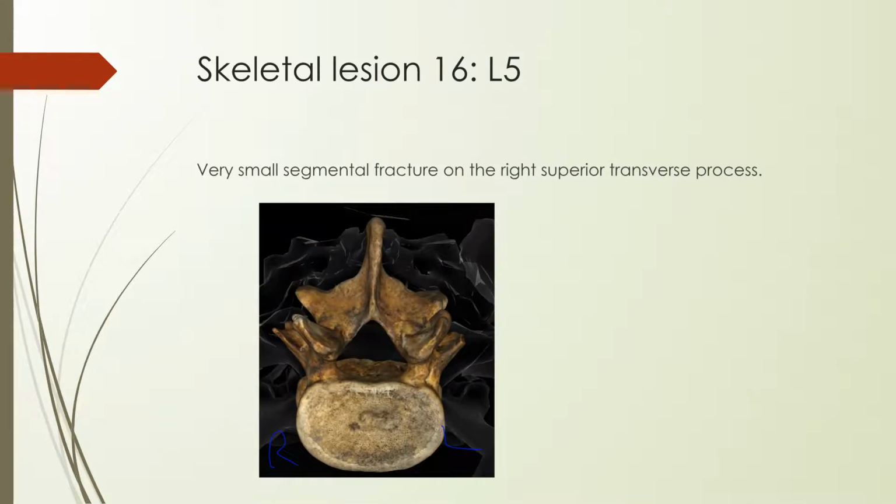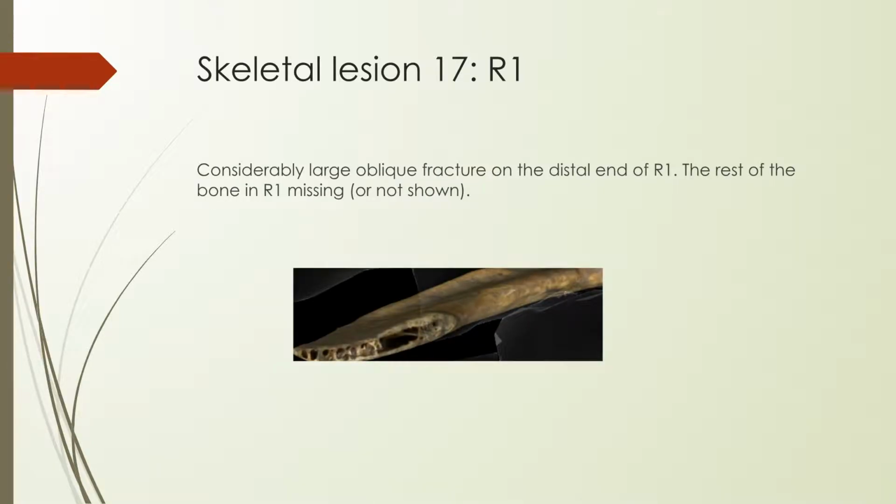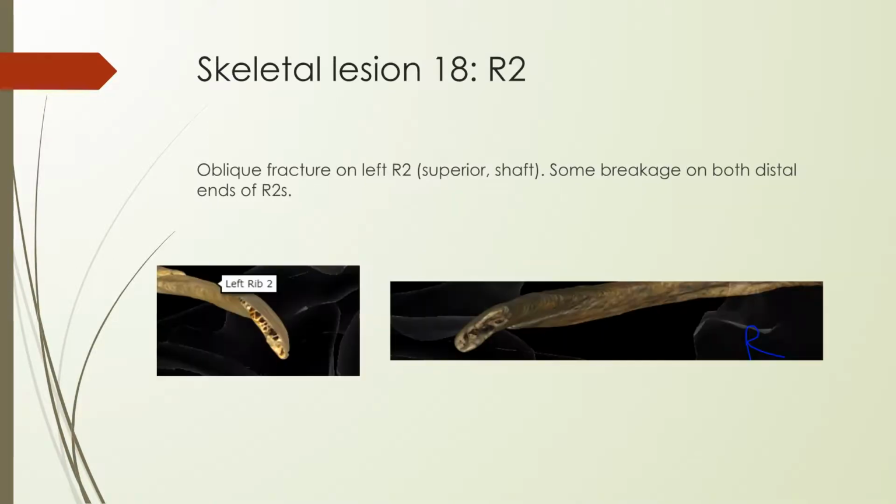In L5, there's a very small segmental fracture on the right superior transverse process. R1 has a considerably large oblique fracture on the distal end, and the rest of the bone is missing, or it's not shown. In R2, there's an oblique fracture on the superior shaft, and there is some breakage on both the distal ends of R2s.